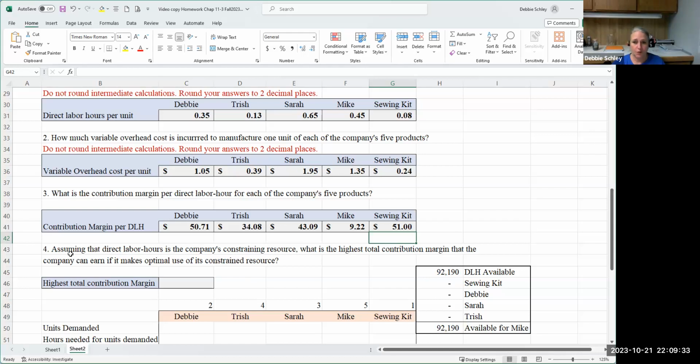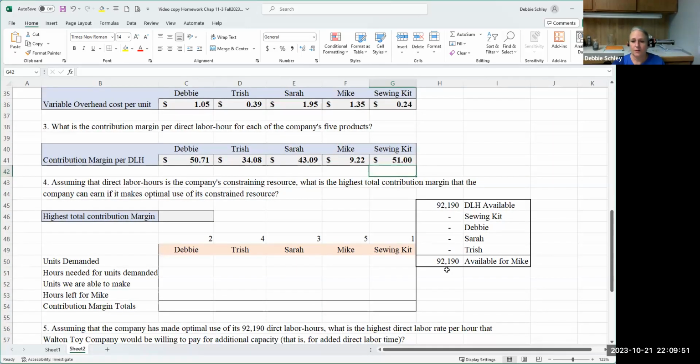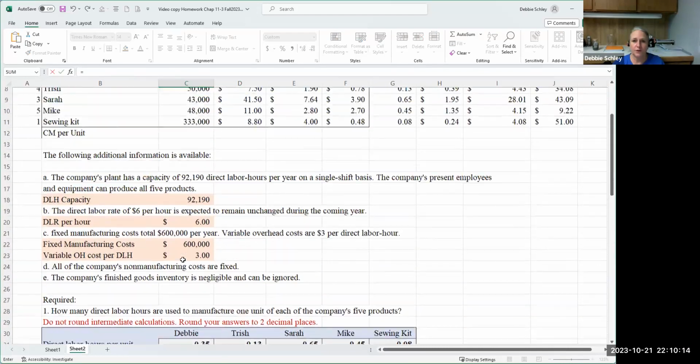Okay, so required 4. Assuming that direct labor hours is the company's constraining resource, what is the highest total contribution margin that the company can earn if it makes optimal use of its constrained resource? So again, like I said on question 1, they're going to focus on making the most profitable and then down and down and down. And then the last one is just going to get what's left over of the direct labor hours we have available.